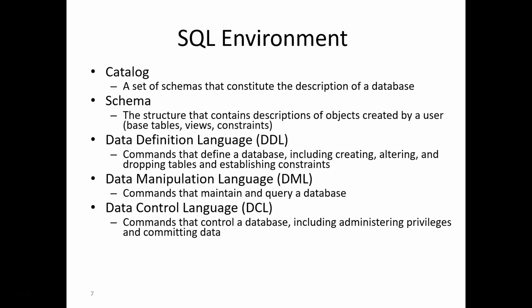When you put all these schemas together, it becomes a catalog, which is a logical container of multiple database components that are related to each other. One of the schemas in the catalog is called information schema, which is a roadmap of the catalog that describes the different components that are included in this catalog.